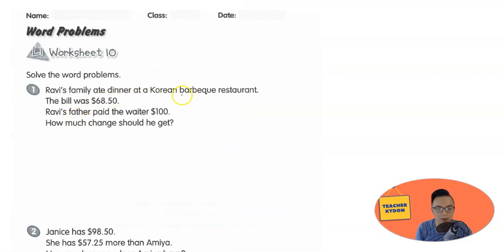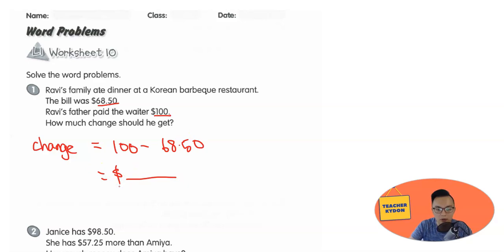Ravi's family ate dinner at a Korean barbecue. The bill was this amount. Ravi's father paid the waiter 100. How much change should he get? So the change is equals to 100 minus away 68.50. Okay, so just work it out. Remember to put your dollar sign over here.